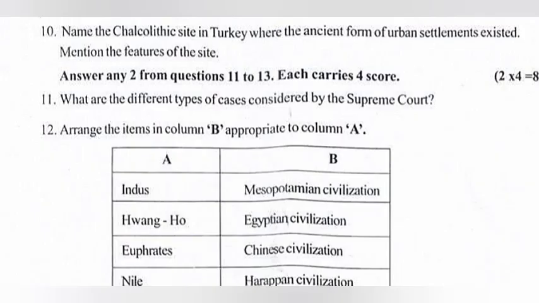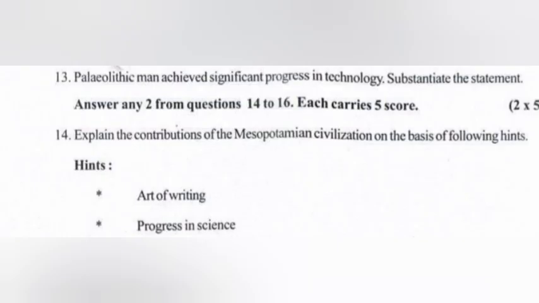12. Arrange the items in column B appropriate to column A. Answer. A. B. Indus, Harappan civilization. Hwang Ho, Chinese civilization. Euphrates, Mesopotamian civilization. Nile, Egyptian civilization.